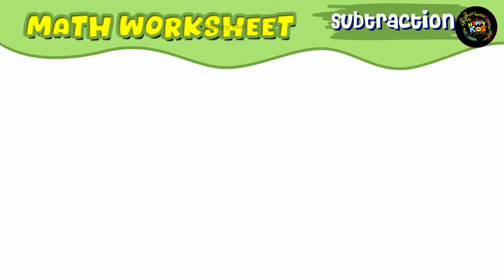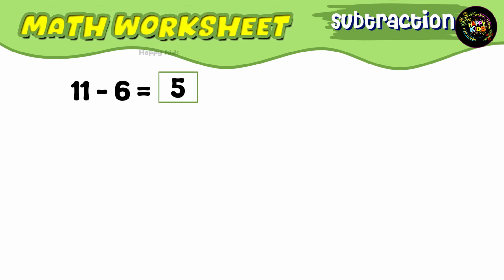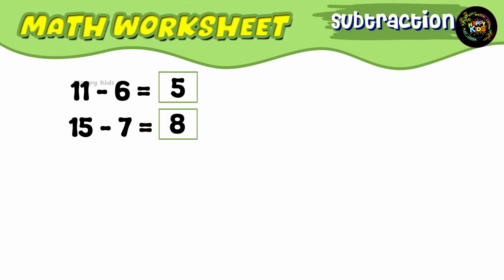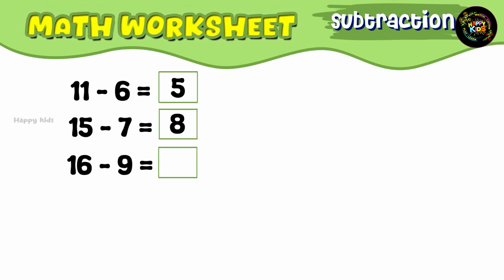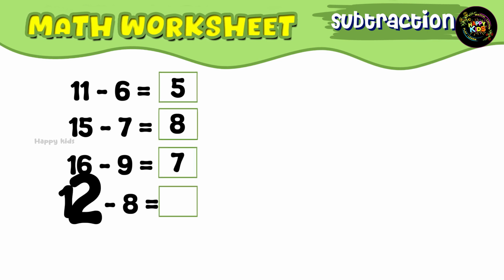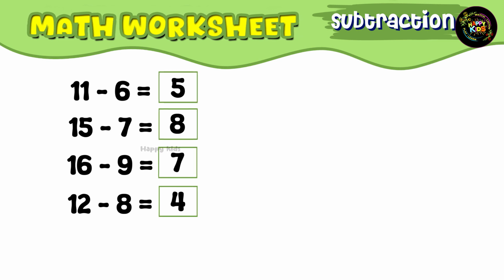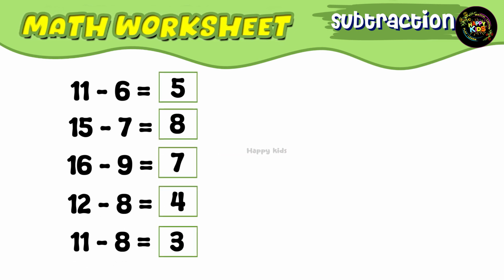Math worksheet. Subtraction. 11 minus 6 is equal to 5. 15 minus 7 is equal to 8. 16 minus 9 is equal to 7. 12 minus 8 is equal to 4.